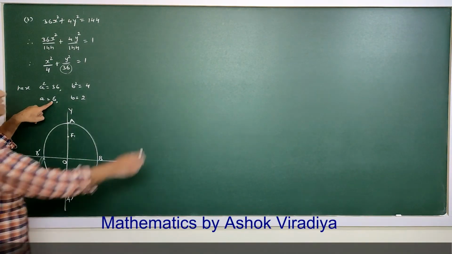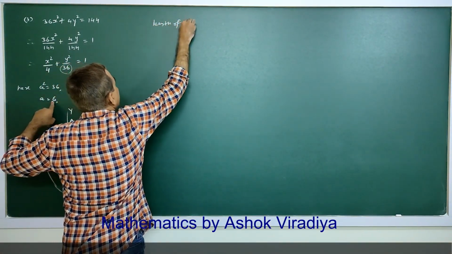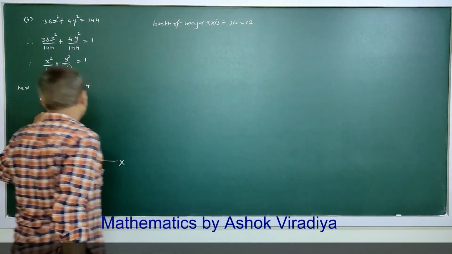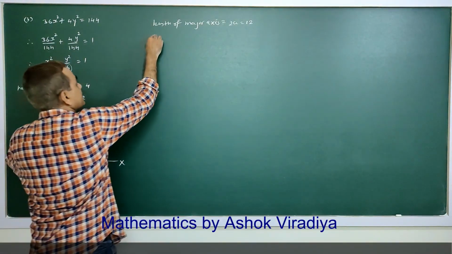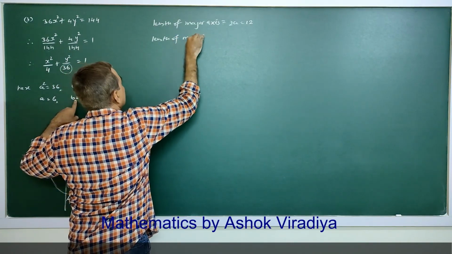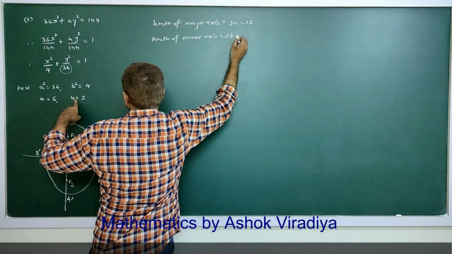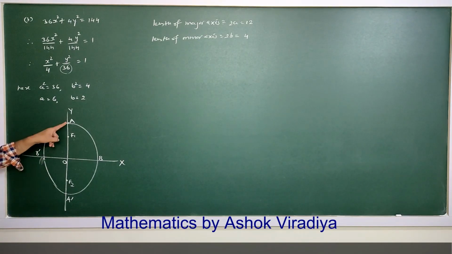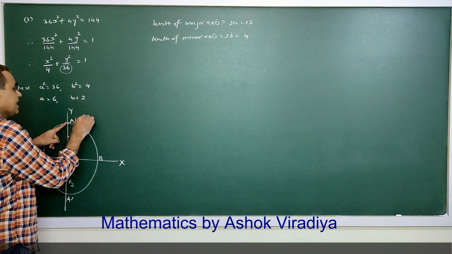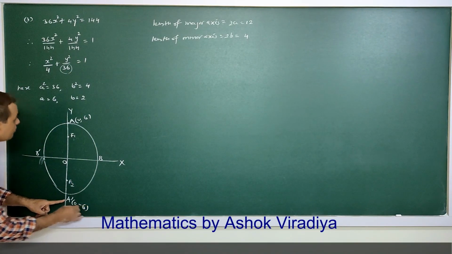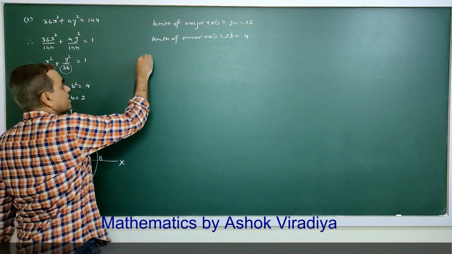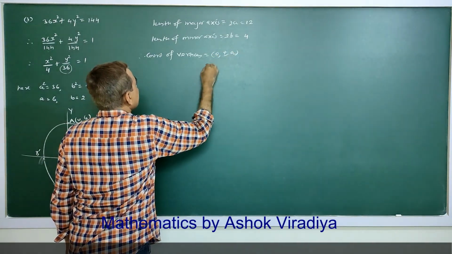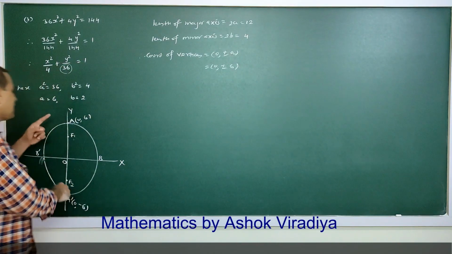So the length of the major axis is 2 times a, so it will be 12. Length of the minor axis will be 2 times b, so it will be 4, 2 into 2 is 4. This will be (0, a) and this will be (0, minus a). So the coordinates of the vertices are (0, plus minus a), that is (0, plus minus 6). So these are the vertices.